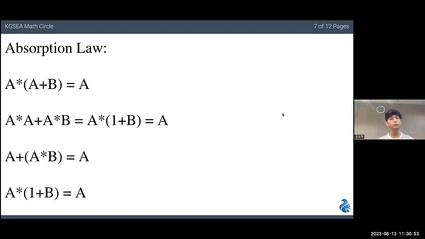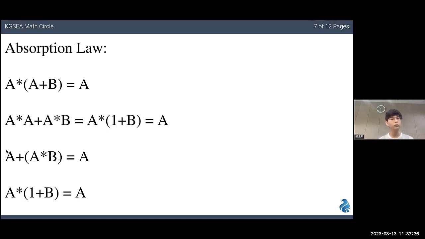Using the idempotent law and the distributive law, there are other laws that can be proven, such as the absorption law. The absorption law states that A AND (A OR B) returns A, and this can be proven by distributing A AND to (A AND A) OR (A AND B), where according to the idempotent law, A AND A equals A, so it can be factored out again into A AND (1 OR B), and since 1 OR B always returns 1, it can be simplified into A.